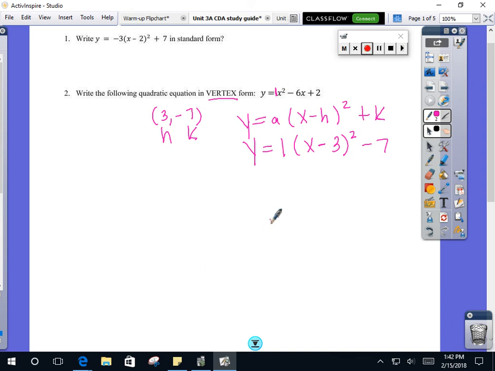Now, just like problem number 1, you can graph them. Graph the standard form version of the parabola and the vertex form. If only one parabola appears on your screen, then you've done it right.